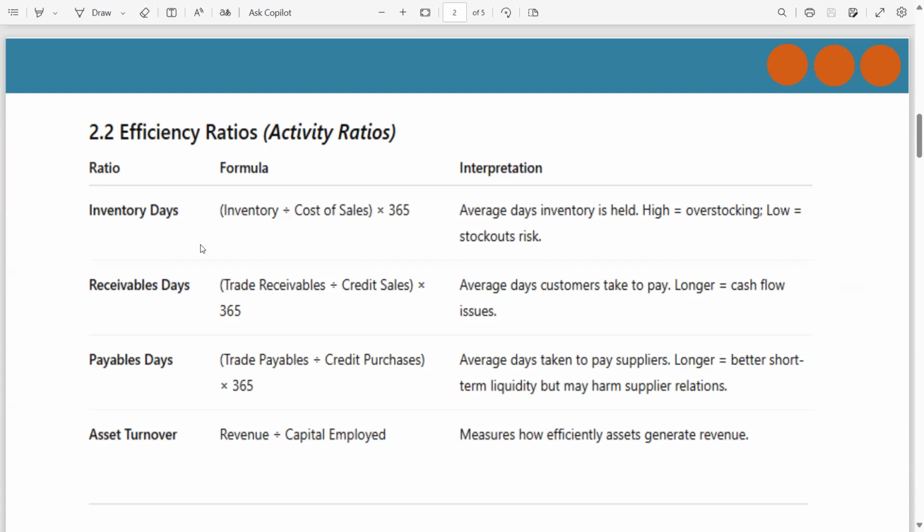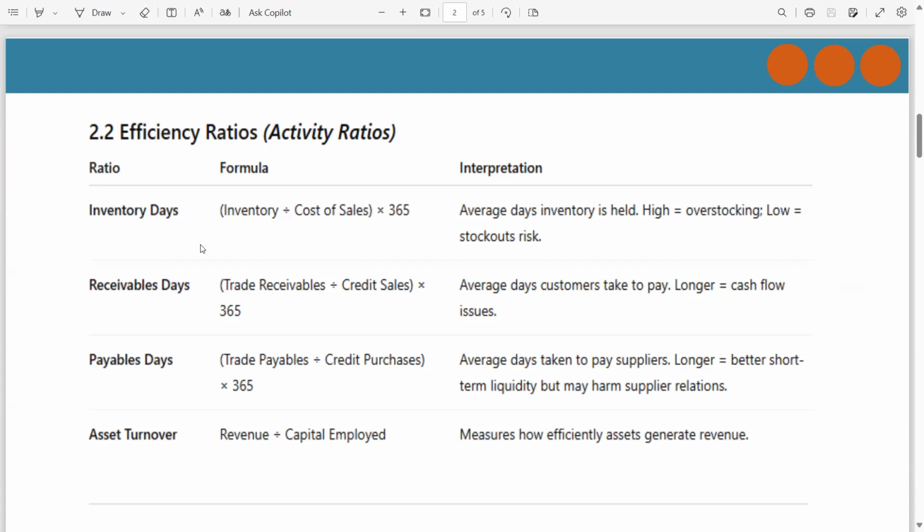Now, payable days. Higher payable days are actually good. Why? Because we have that cash which we have to pay to the creditors. But now we are not going to pay because of some conditions. Maybe there is a contract between me and the creditor. But if we have high payable days, it's good for us. Why? Because we have that cash.